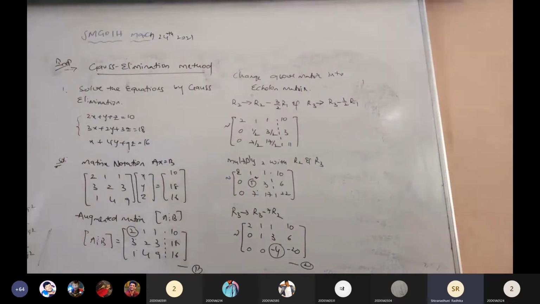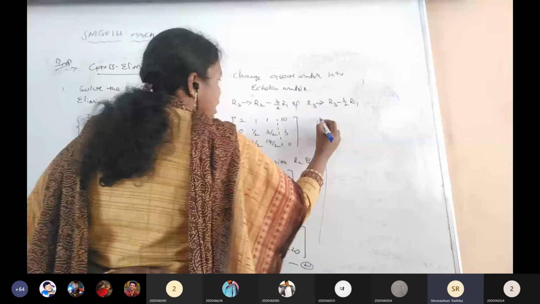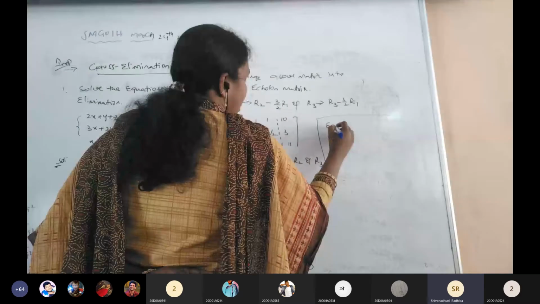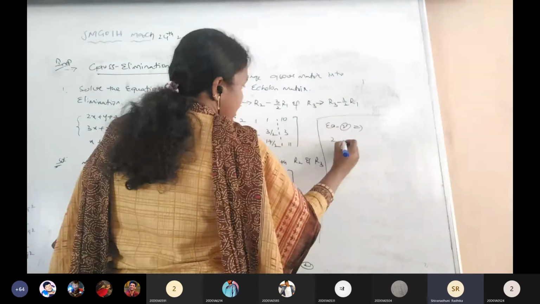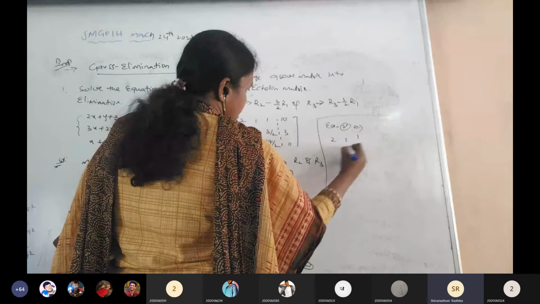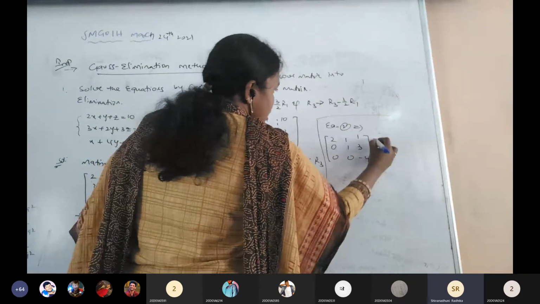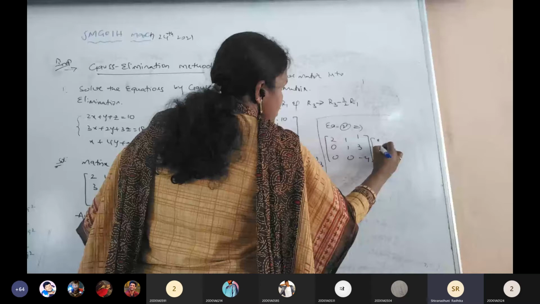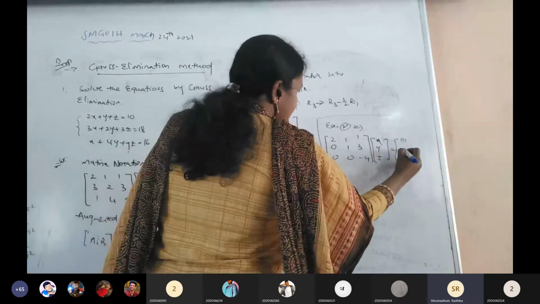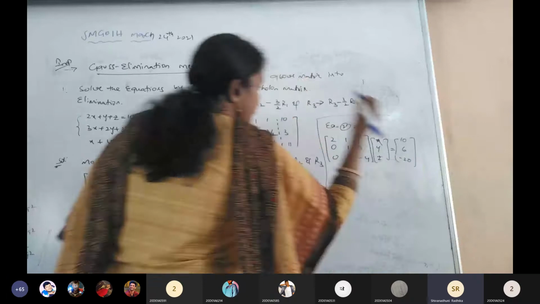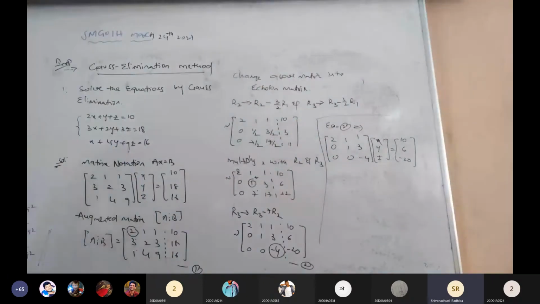Now equation 2 can be written as, equation 2 becomes, I'm going to split this matrix into the notation. How can we write it as 2 1 1 0 1 3 0 0 minus 4 into x y z. Already we have the variables are there and the reduced constants are 10 6 minus 20. Is it clear? Any doubts?